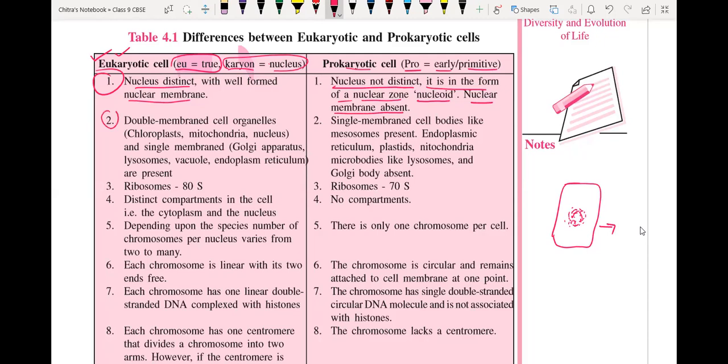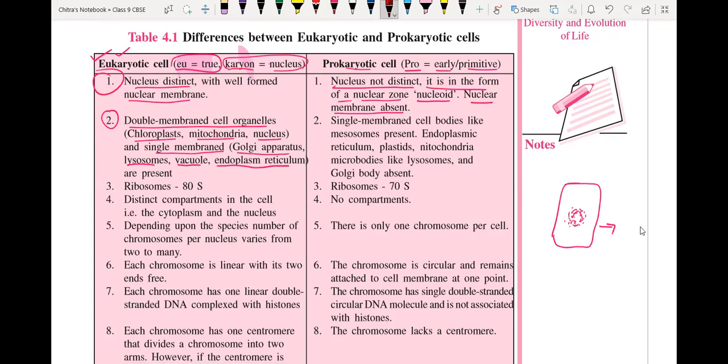Now, the second difference. Double membrane cell organelles are present, like chloroplast, mitochondria, nucleus, and single membranous cell organelles like Golgi apparatus. You have to remember which are the double membrane organelles: nucleus, mitochondria, and chloroplast. And single membrane structures: Golgi apparatus, lysosomes, vacuoles, endoplasmic reticulum, etc. Okay, everyone getting the point?